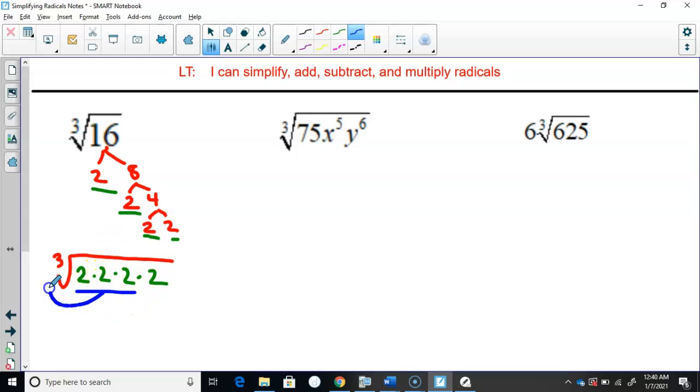That gets to come outside that cubed root. And these go away. So to simplify the cubed root of 16, I'd say 2 times the cubed root of what's left over. And that's this 2 right here. This is my final answer for simplifying the cubed root of 16. Okay, let's move on to the next one.